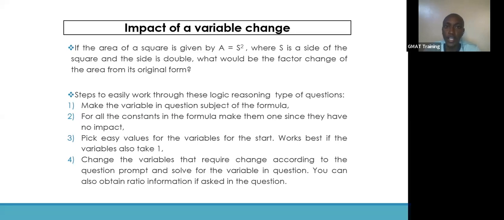Now, let's look at the impact of a variable change. In this case, here's an example. If the area of a square is given by area is equal to s squared, where s is the side of the square, and the side is doubled, what will be the factor change of the area from its original form? Okay, you can pause the video, give it a try, but I'll be giving the steps on how we can walk through this question as quickly as possible, and then we'll be doing the question together. So if you're good with this particular topic, you can pause the video, give it a try as I continue.